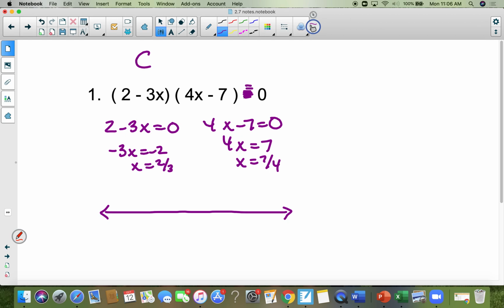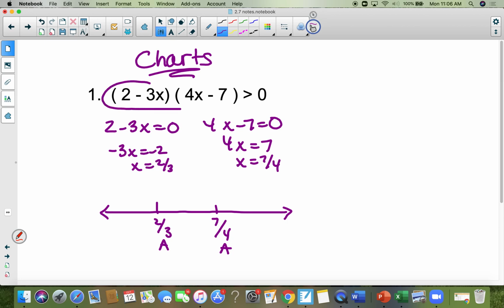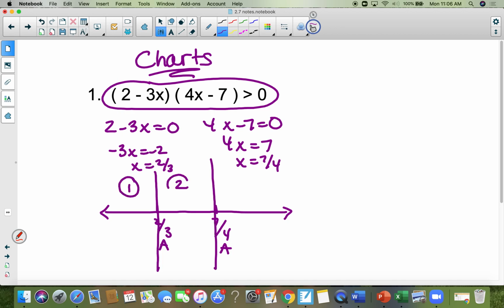And you have to use charts to solve all of these today. So 2/3 is about right here, and 7/4 is farther along. These would be answers if it was an equal sign, but it's not. It's an inequality sign. So what you're going to do is draw a line through 2/3 and 7/4, and notice that there's different zones because I made a line at 2/3 and 7/4. What you need to do is try a different number in each of the zones back into the original problem.